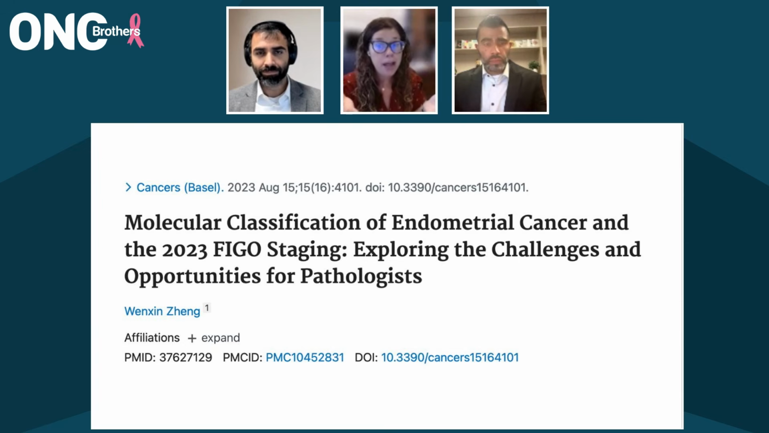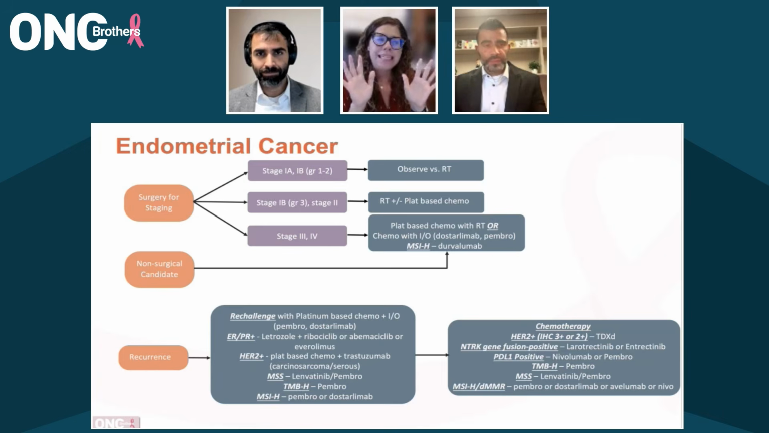And that can be done by IHC if we're needing to not do next-gen sequencing because of cost and other issues, or it can be confirmed utilizing next-gen sequencing. So that's the way that we separate them. It's still a little bit of work in progress how we're using that to define the patient in front of us and to define the treatment that's ideal.